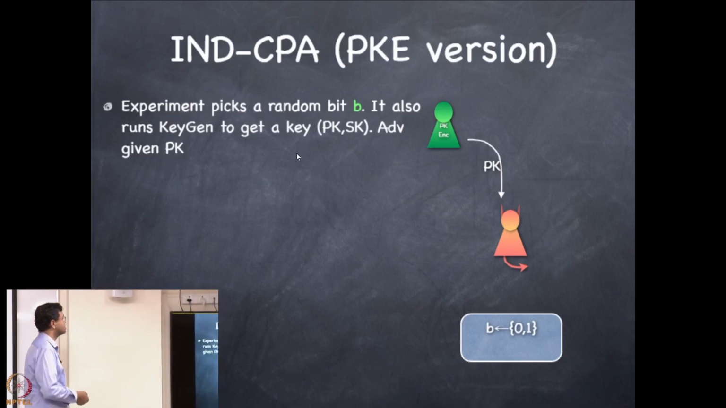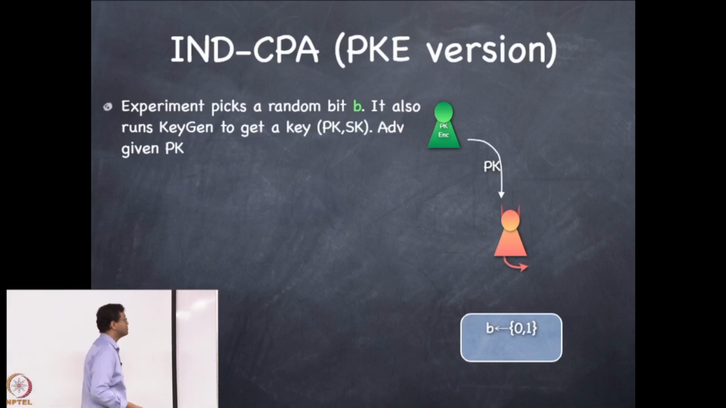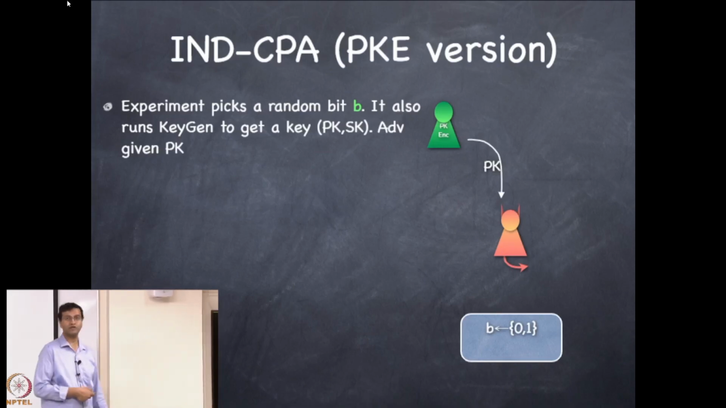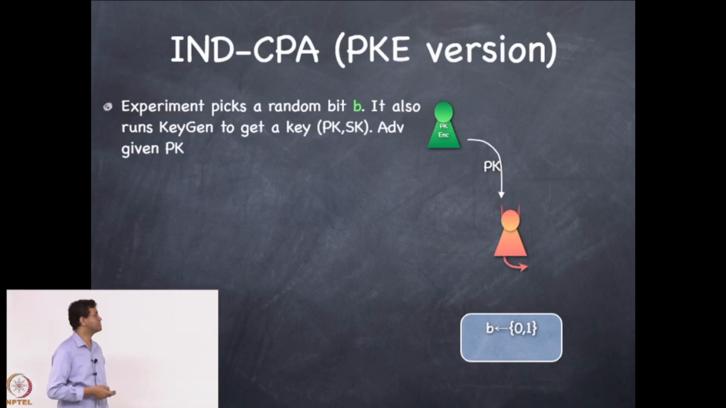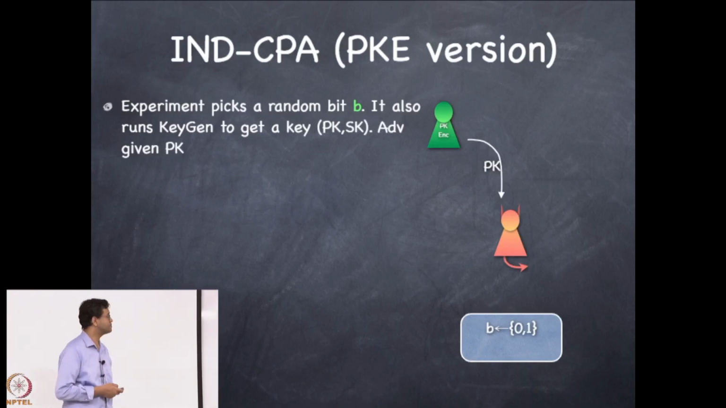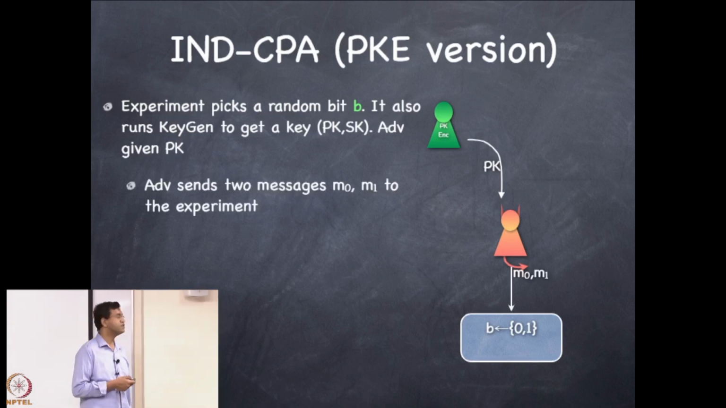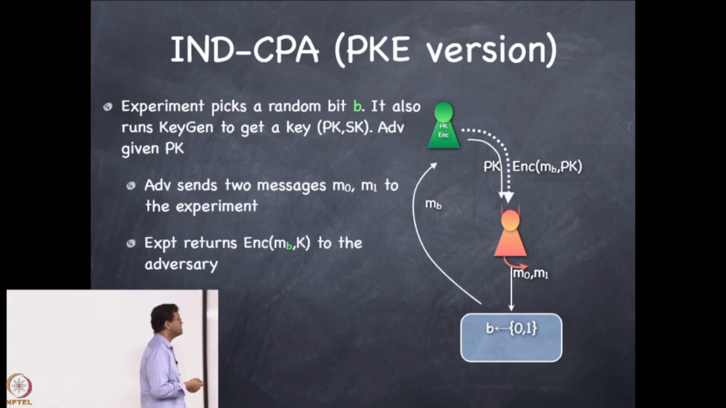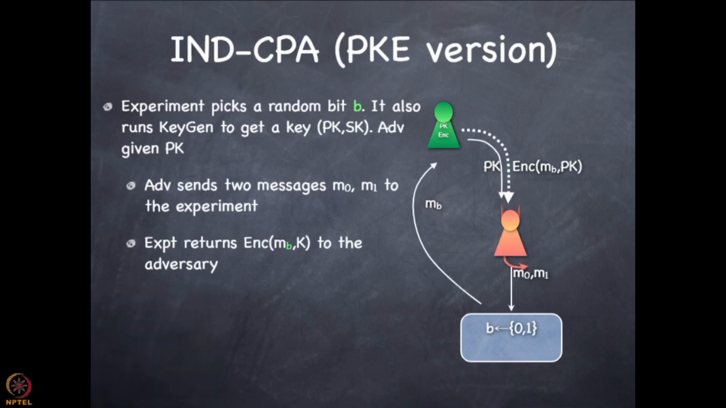Right now, it's not important where the key is generated. The key is generated in the experiment somewhere, and only the public key is given to the adversary. The public key is meant to be public, so the adversary should see it. So we give it to the adversary first. We also have this bit b here, which we are going to ask the adversary to guess. And kind of as before, the adversary picks a pair of messages m0, m1, and we will encrypt one of them, m sub b, and give the ciphertext to the adversary.